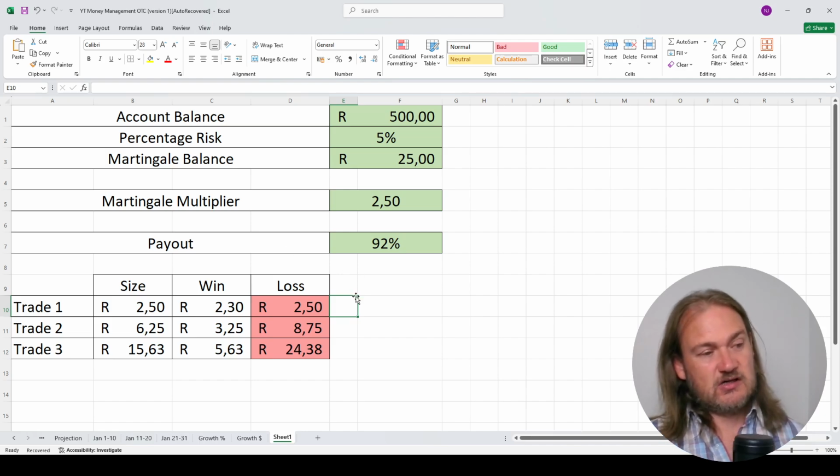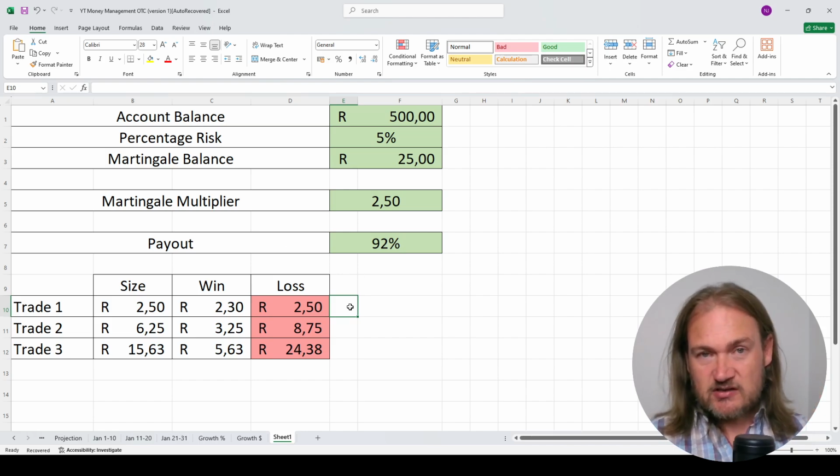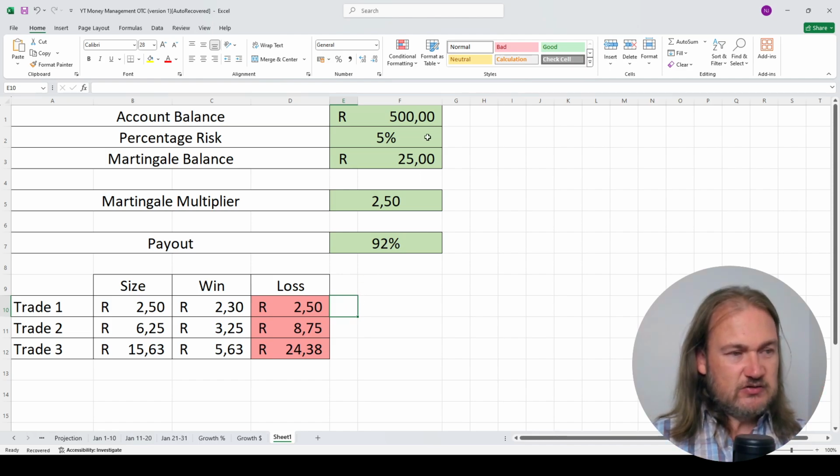I do not trade Martingale. I'll maybe use it when I'm trading in a tournament, but that's it. Okay, but that being said, we're going to use this. We're going to do 2.5 on trade sizes today. We're going to have a look and see how it goes.